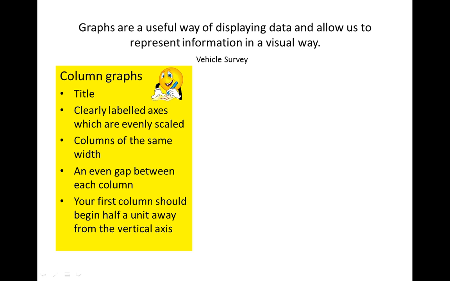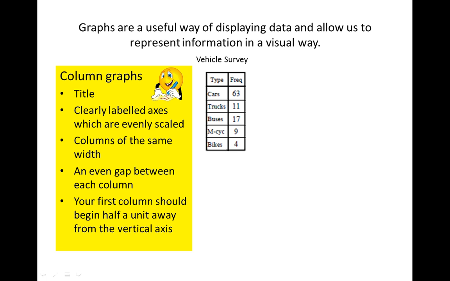Alright, we're going to have a look at constructing a column graph now that is about a vehicle survey. So you could imagine that someone has been standing on a busy road counting the types of vehicles that have been driving down that road for the last 5 minutes or so. The information has already been put into a frequency table for us here, and you can see that we have 5 categories and we've got numbers ranging from 4 through to 63.